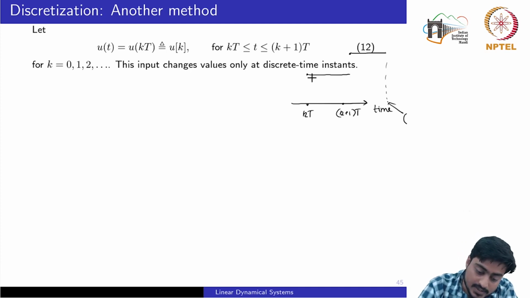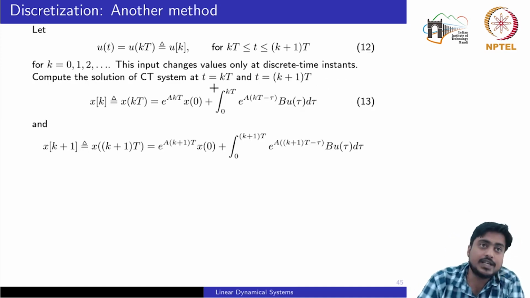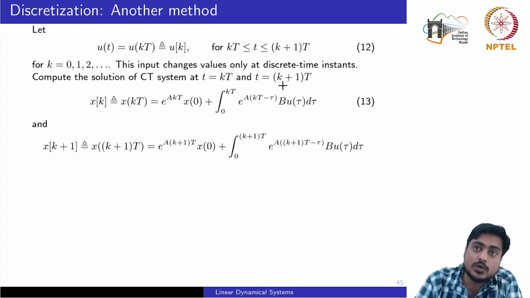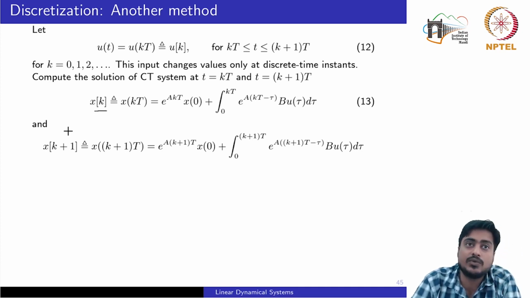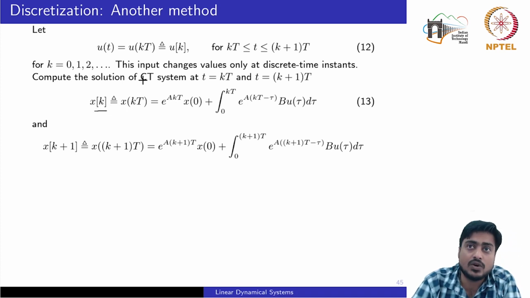Now since this is a constant signal between the two sampling instants, I can use the continuous time solution to write the solution between these two sampling instants, right? So let's see. I compute the solution at t equal to kT and also at t equal to (k+1)T. I am using this notation in square brackets just to explicitly denote that we are dealing with discrete time. So we have this x of k, which is equivalent to x of kT. We can remove the sampling time once it is fixed for all the computations.